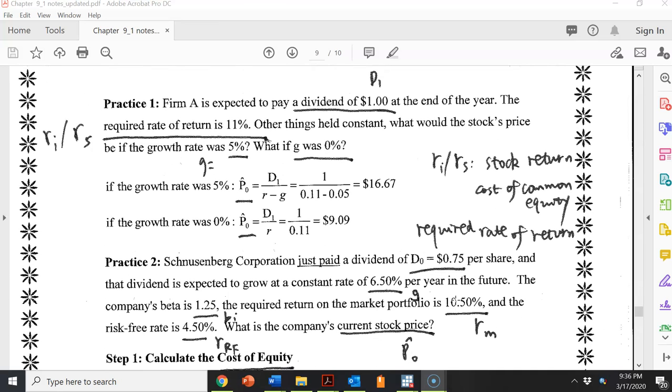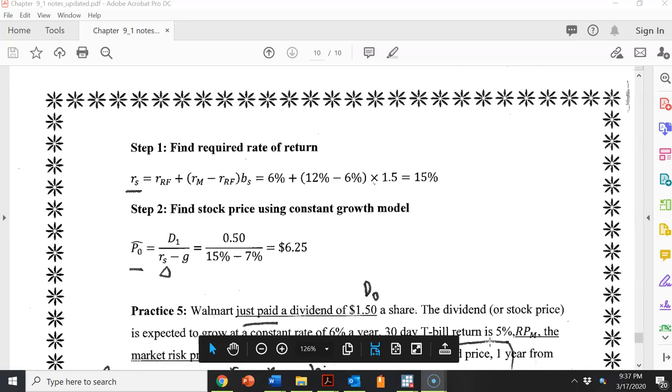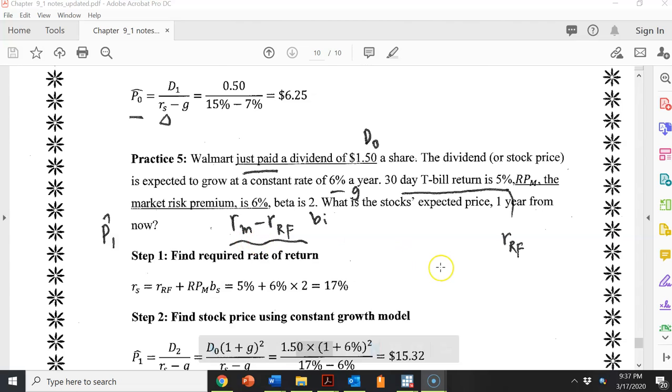Also, you should pay attention to how to tell if it is D1 or D0. If the dividend is just paid or already paid, it's D0. If the dividend is paid at the end of the first year, then it's D1. Also pay attention: if the question says it's the return on the market portfolio, then it means RM. If the question says it's market risk premium, then it's RM minus RRF.